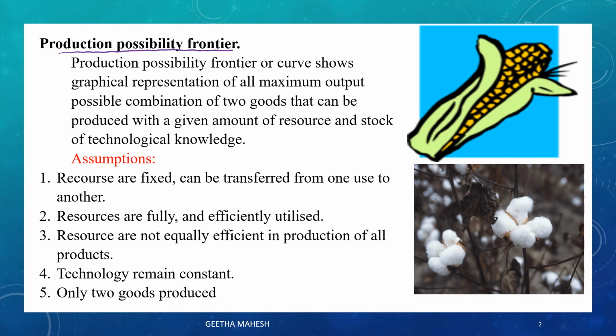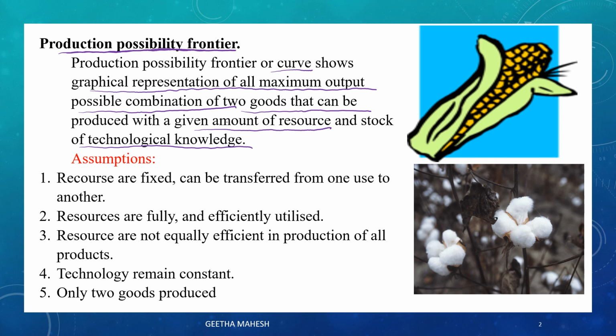Now let us understand the production possibility frontier or production possibility curve. It is a graphical representation of all the maximum output possible combinations of two goods that can be produced with a given resource and stock of technological knowledge. So when we represent it graphically, this production possibility curve shows all the maximum output possible combinations of two goods that can be produced with a given resource and technology.